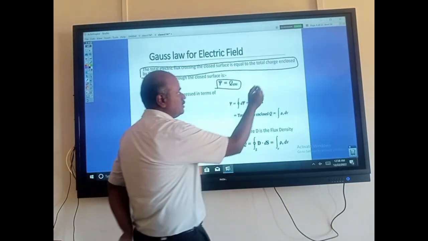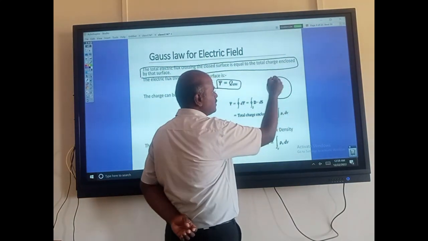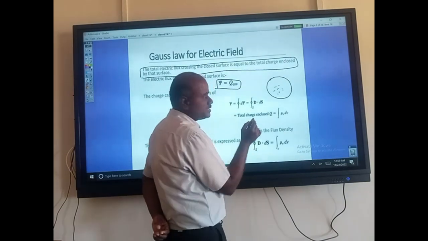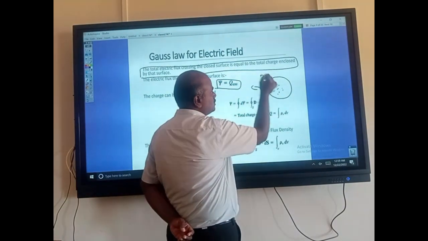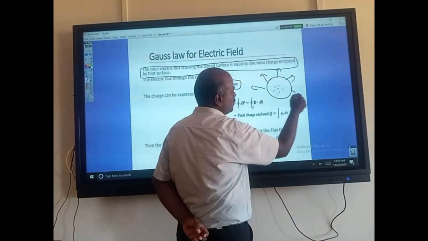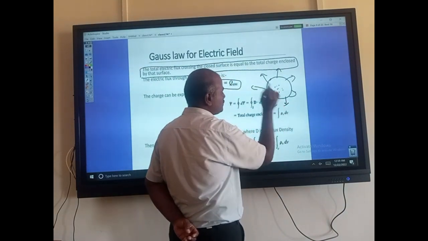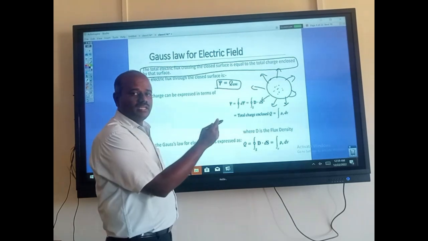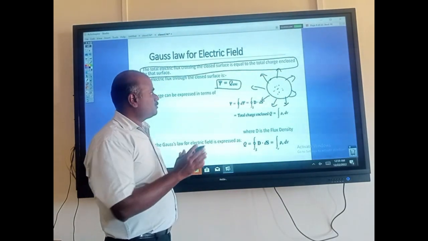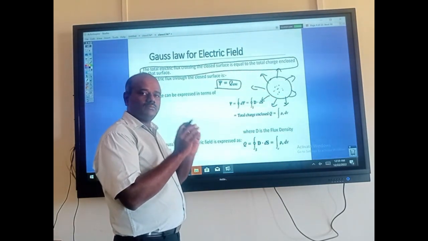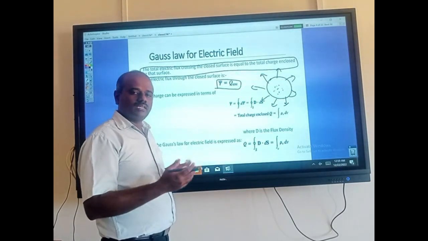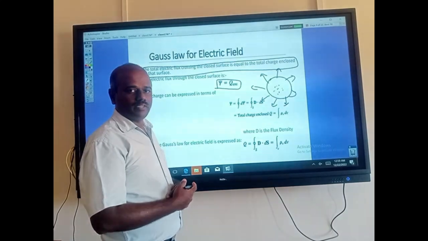Very simply, for example, this is a closed surface. For example, 10 charges are available within the closed surface. You can find 10 flux lines coming out of the charges through that closed surface. That is the simple statement he has given. It is very useful information: how much charge is available within the closed surface is equal to the number of flux lines coming out of the closed surface.